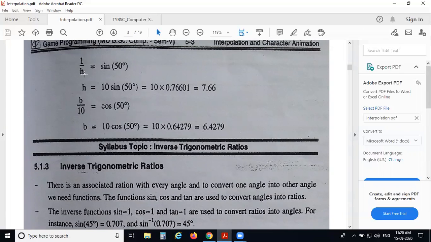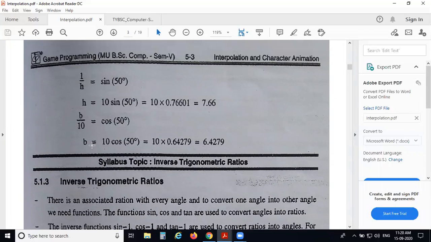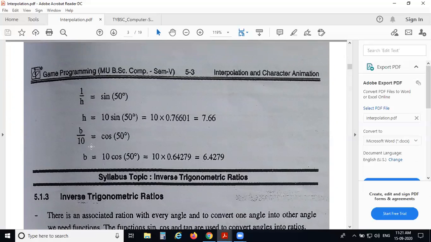Here the value is wrong, that is h divided by 10. Okay, so h is equal to 10 into sin 50 degree. Okay, so this is the printing mistake here. Then b is equal to 10 is going in this side, that is 10 cos 50 degree, and by taking the value of cos 50 degree, it is 0.64279, and after multiplying this, the value of the adjacent side is 6.4279, which is represented by b.